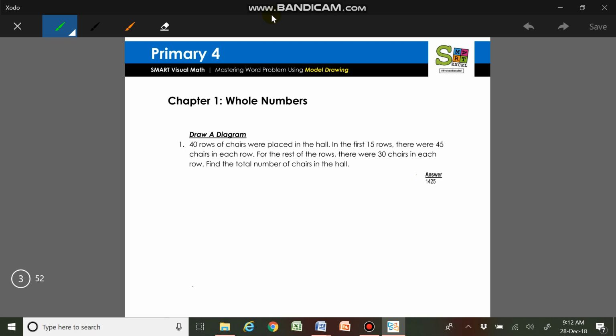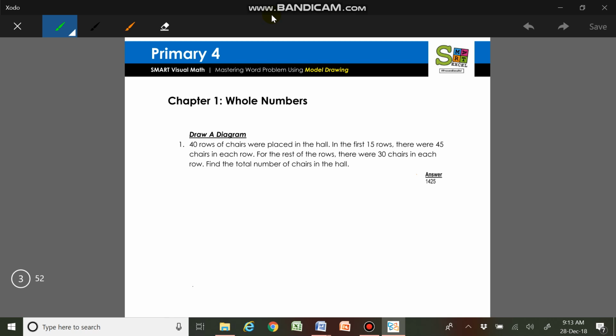We are very much specialized in solving work problems using model drawing. For this tutorial, we have a P4 Chapter 1 Whole Numbers Question 1, where we will discuss how to solve the problem by drawing a diagram so that our child can understand better.